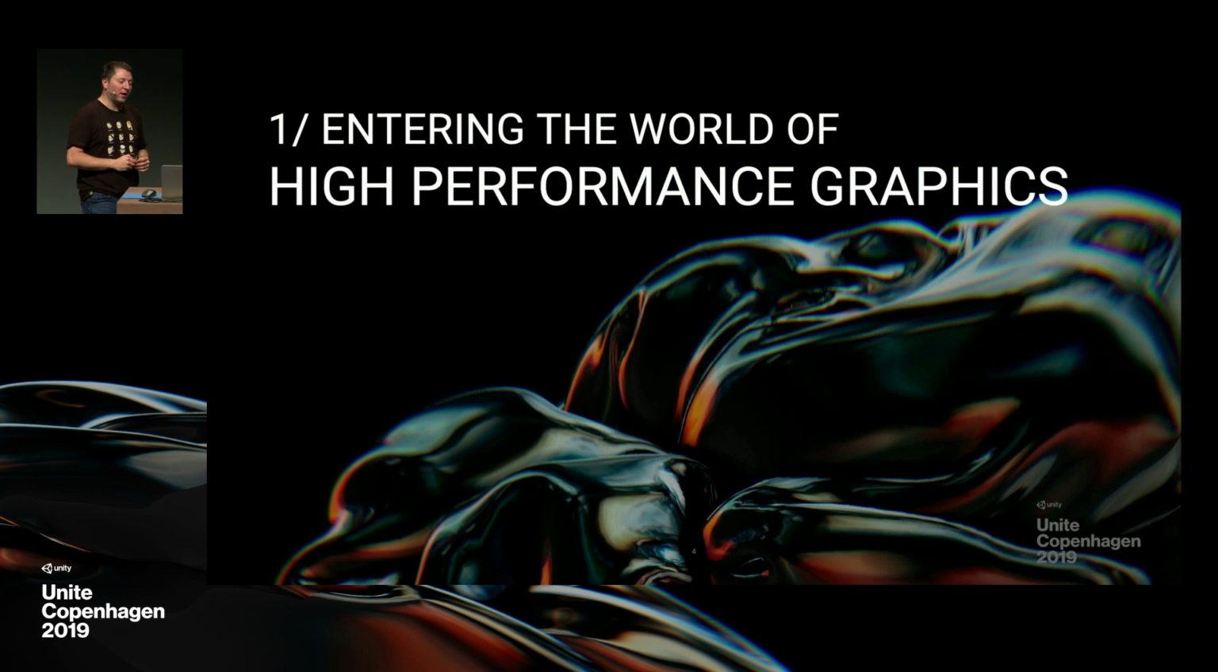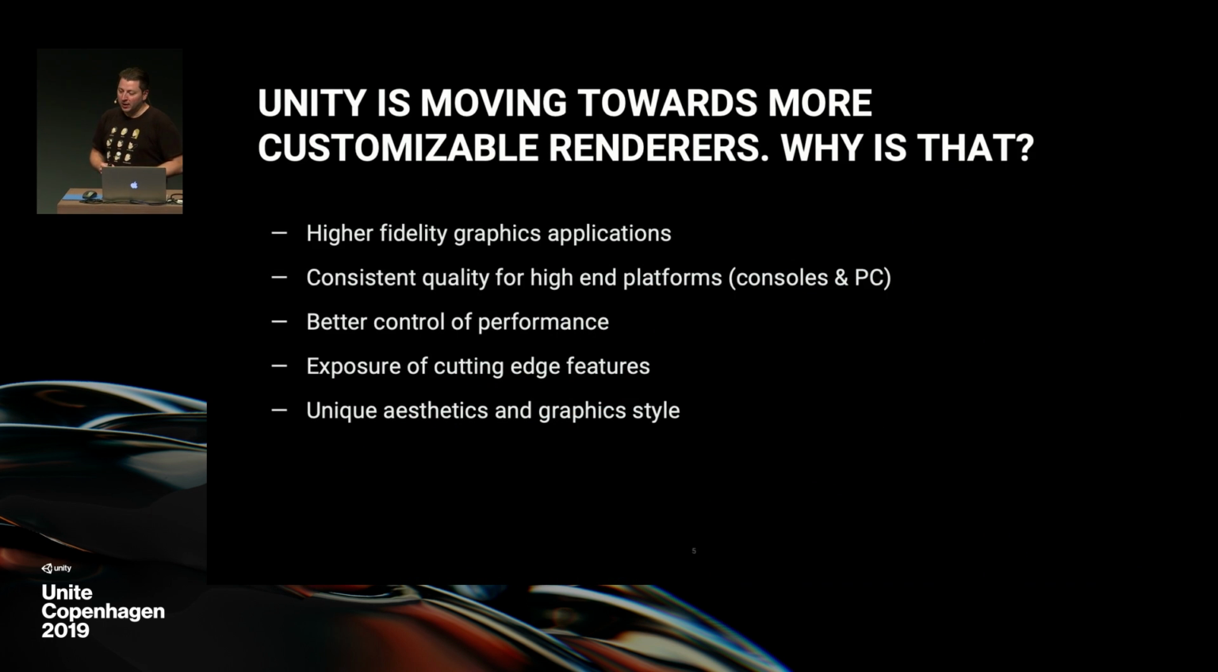So, the world of high-performance graphics. What does that mean? Unity is moving towards more customizable renderers, so you can actually take HDRP and do some interesting things with it. Why is that? Higher fidelity graphics is the most obvious thing. We want consistent high quality for high-end platforms. You have Xbox One today, you have Xbox Next tomorrow, and you want to make sure that you're developing things that work not just for a high-end PC, but for these new next-gen consoles as well. In some cases, you can treat them similarly, but they are very distinctly different. HDRP enables that entire concept.